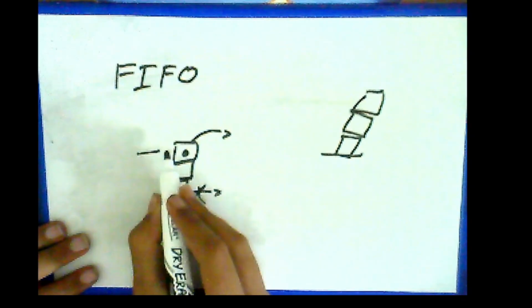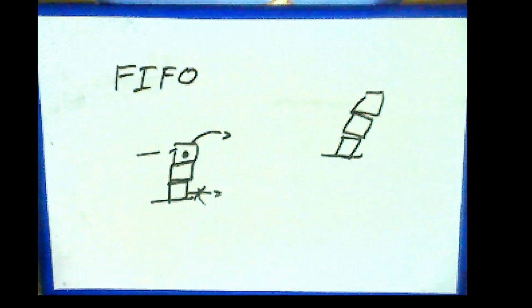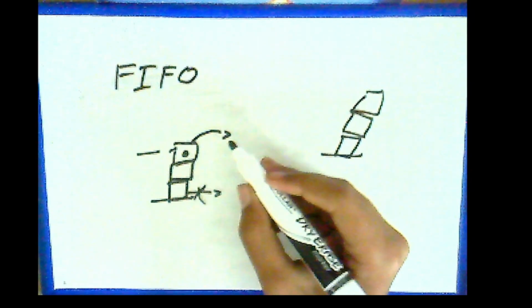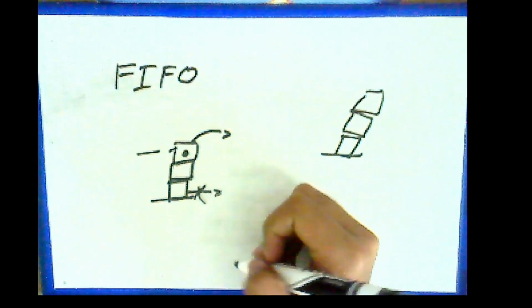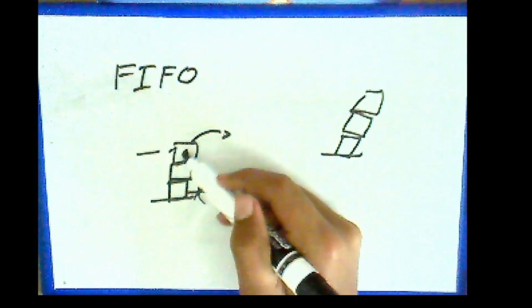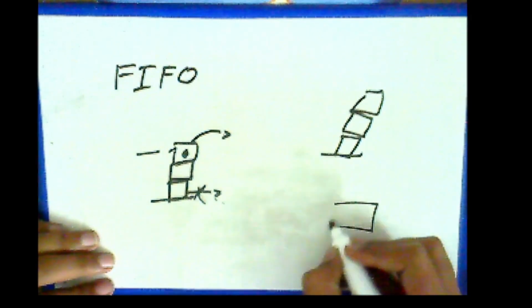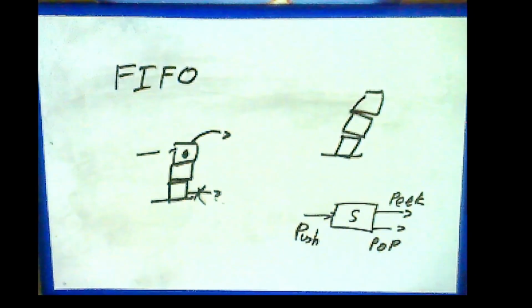You can place a block, which is referred to as push. You can remove an item, which is referred to as pop, and you can see what's in the topmost item, which is called peek. So in a nutshell, this is what a stack is. You can push an item, you can check what's on the topmost block, and you can pop an item.